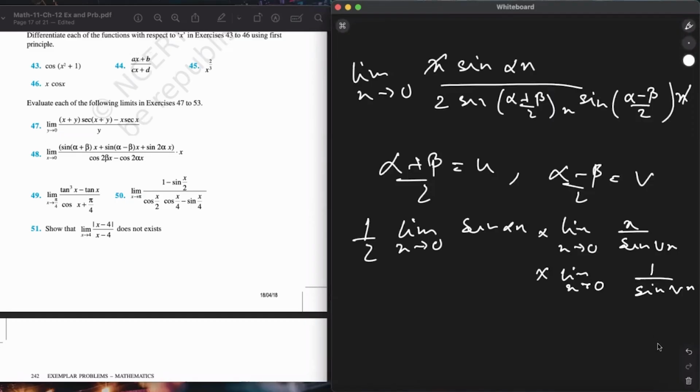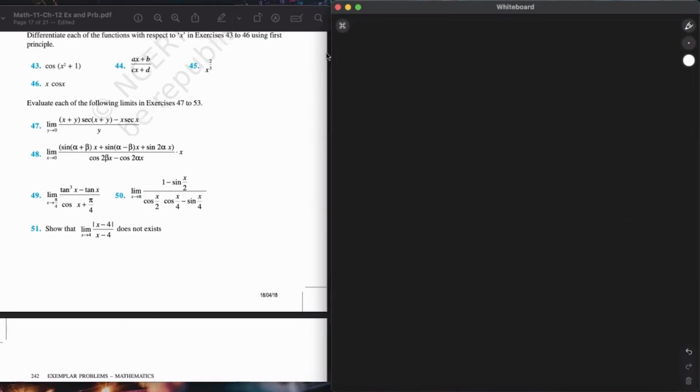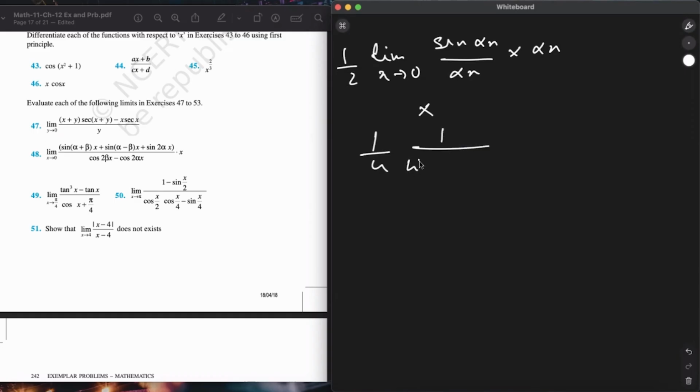Now 1 by 2, limit x tends to 0 of sin alpha x. If I divide and multiply with alpha x, I'll be left with this. Next part multiplied: if I just give an extra u here, I can write this as 1 upon limit of x tends to 0 of sin ux upon ux. And multiplied with 1 upon the limit x tends to 0 of sin vx by vx.